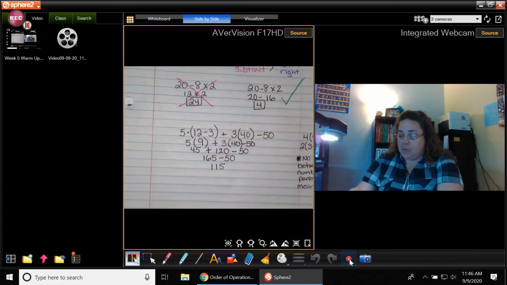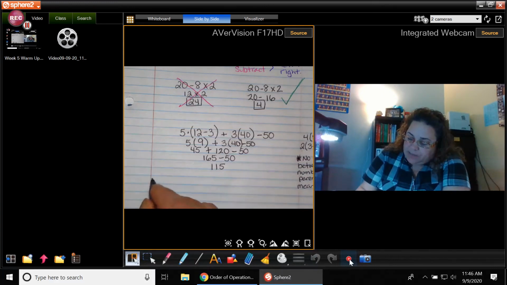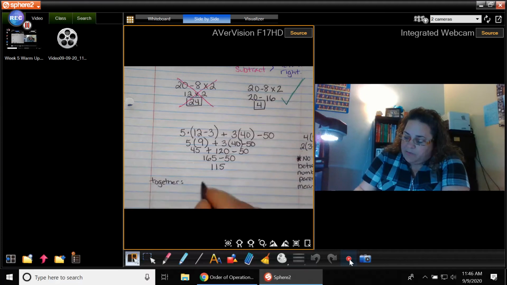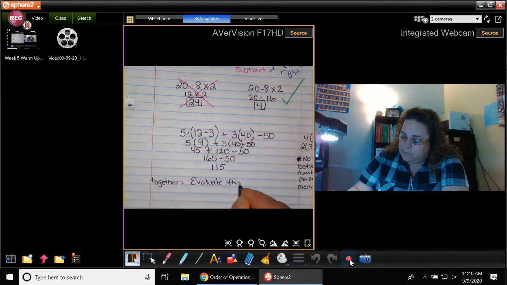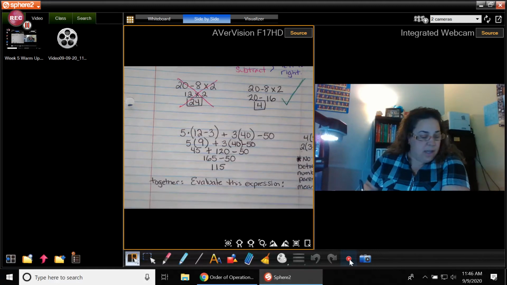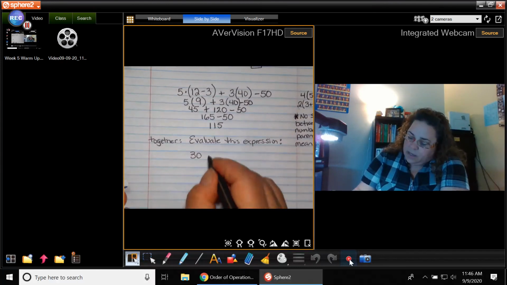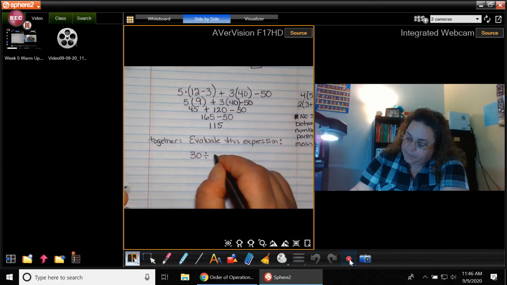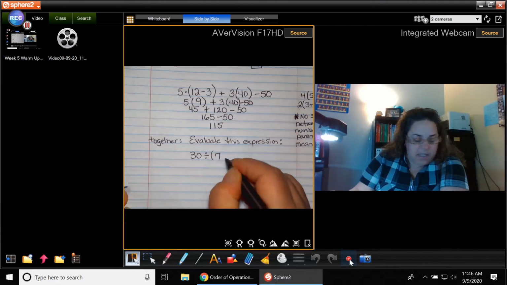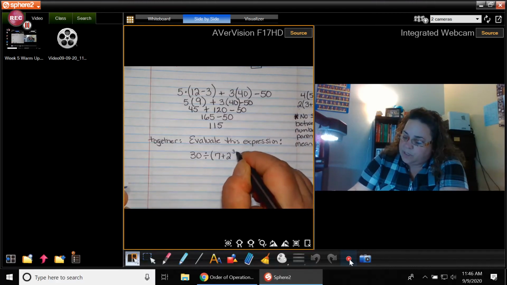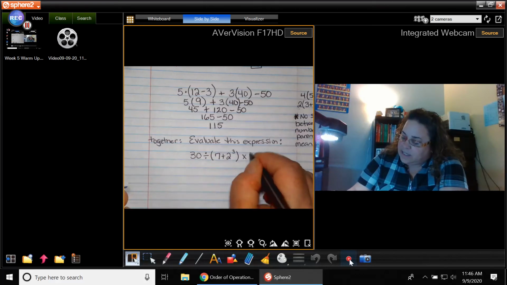Okay, so we're going to try one more. This is our together problem. We're going to evaluate this expression, okay? And the expression is 30, oops, I'm going to move up a little bit, divided by, parentheses, 7 plus 2 to the third, or 2 cubed, times 6.